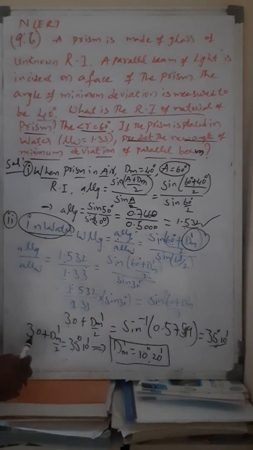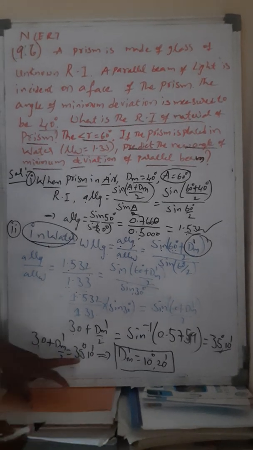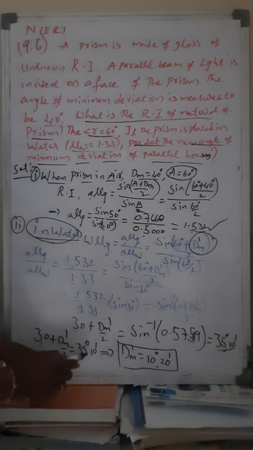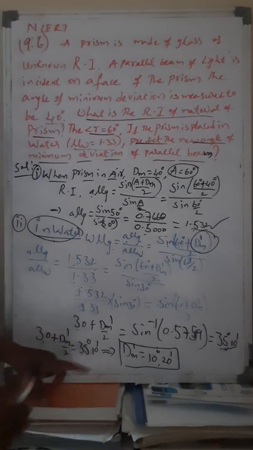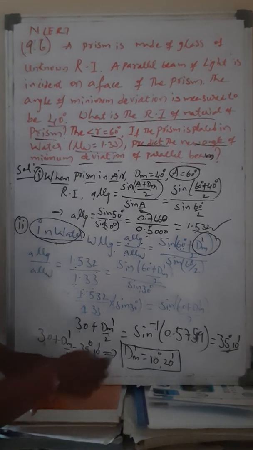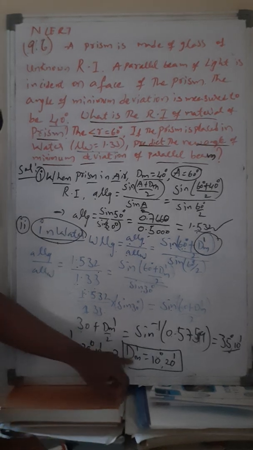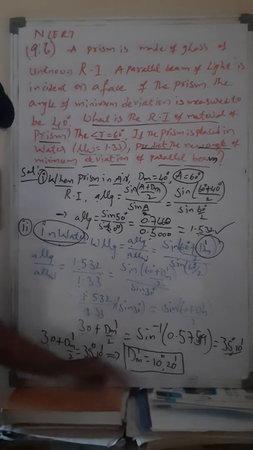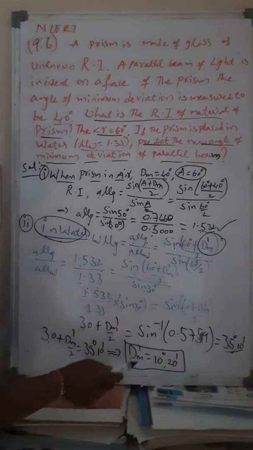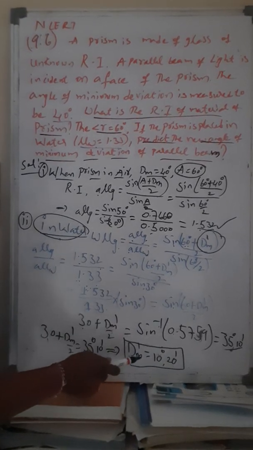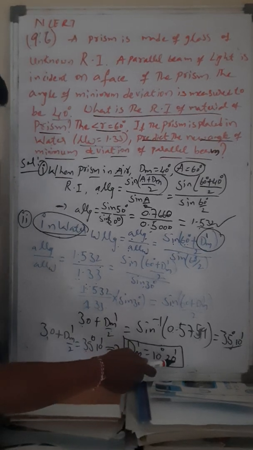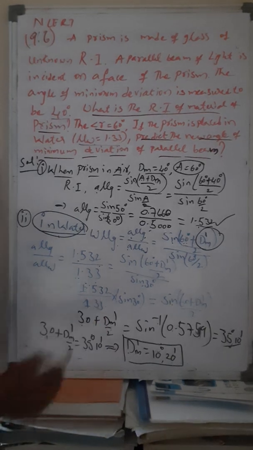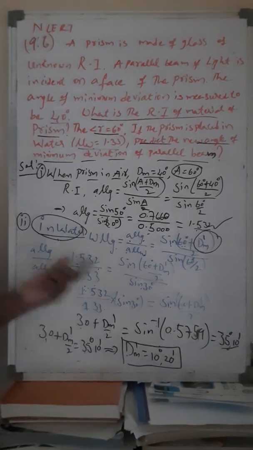Further, I sent this 30 to that side, so 35 degrees 10 minutes minus 30 degrees becomes 5 degrees 10 minutes. Again this 2 I will send to that side, it will be multiplied. 5 into 2 is 10 degrees, 10 into 2 is 20 minutes. So the total angle of deviation when it is immersed in water, Dm dash, equals 10 degrees 20 minutes. Okay, this is the most important numerical in the case of a prism. Thank you.